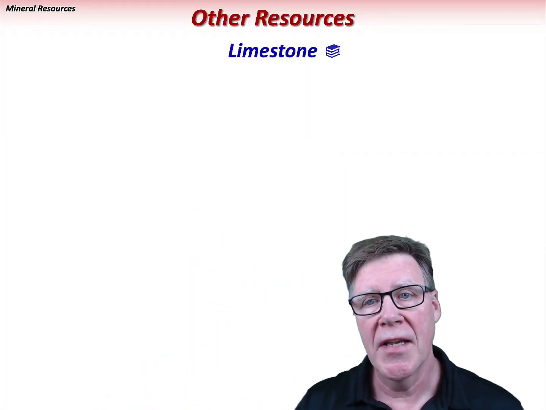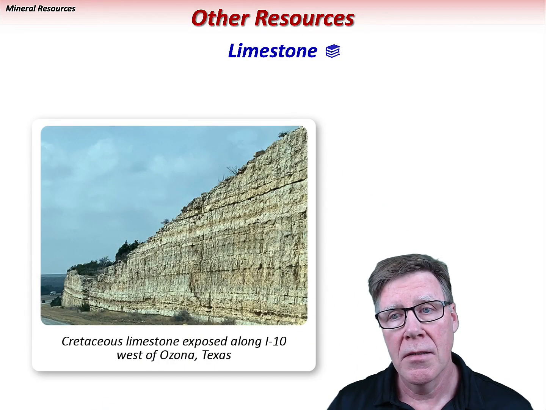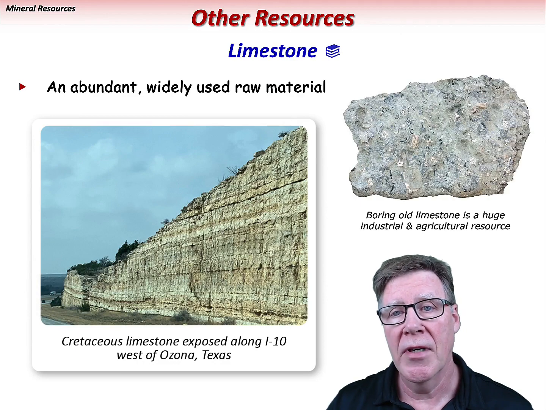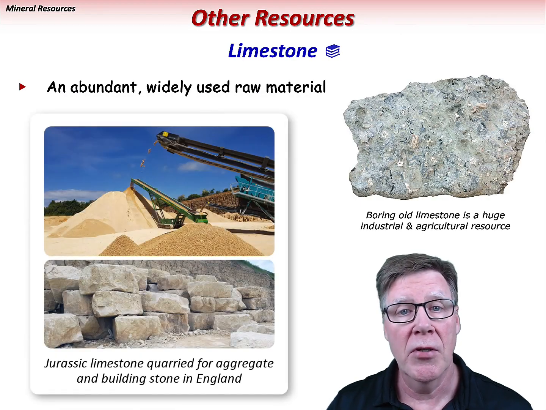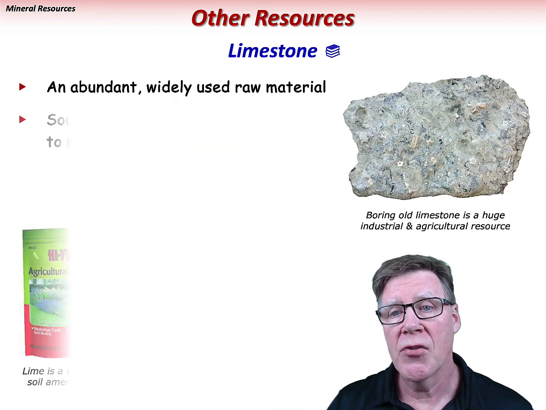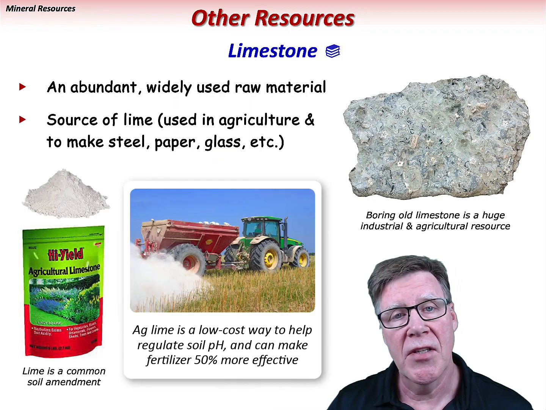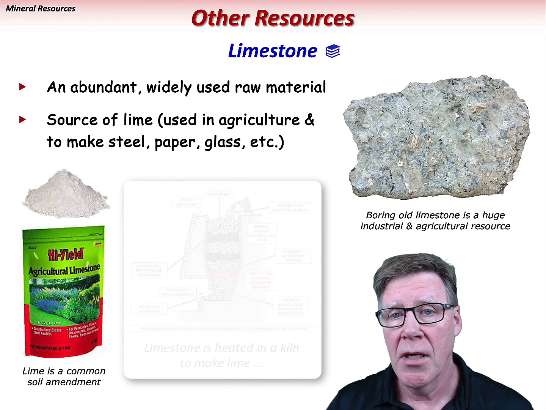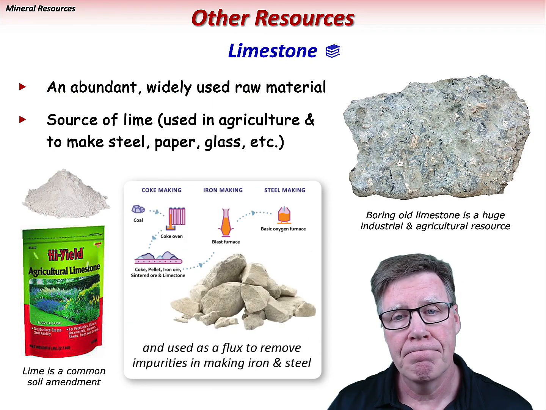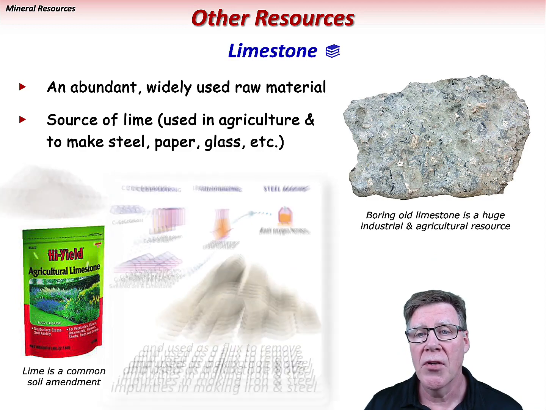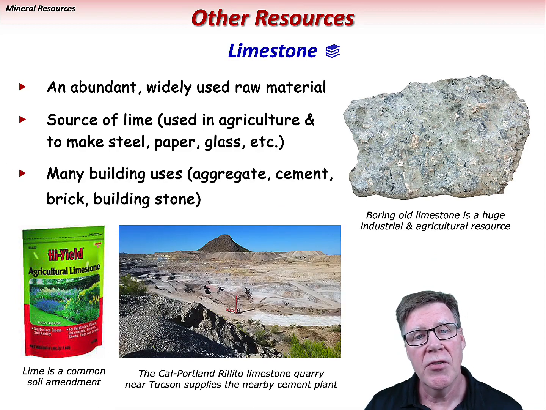Limestone, of course, is a carbonate sedimentary rock. It's an abundant industrial and agricultural resource and widely used as a raw material in building stone. It's the source of lime, not only used as a soil amendment in agriculture, but also to make steel, paper, glass, etc. Limestone is also a common raw material used to make aggregate, cement, and brick.